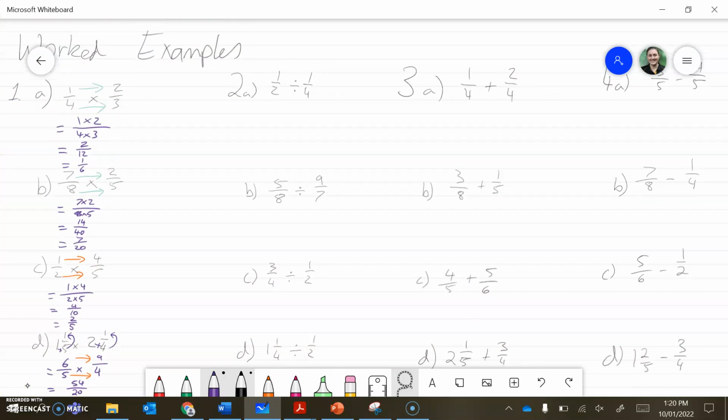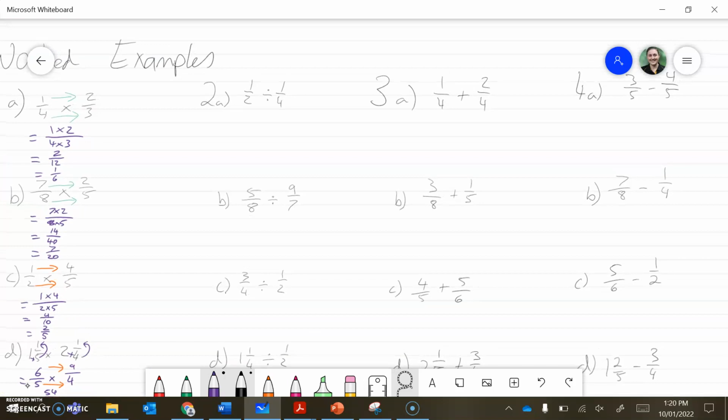Okay, for worked example 2, we are doing our division. First of all, we need to switch. We switch our divide to a times and we flip the second fraction. So you're going to have 1/2 times 4 over 1. We then multiply across our numerators, across our denominators. So in this case, we'll have 1 times 4 over 2 times 1, which is 4 over 2, which just equals 2.